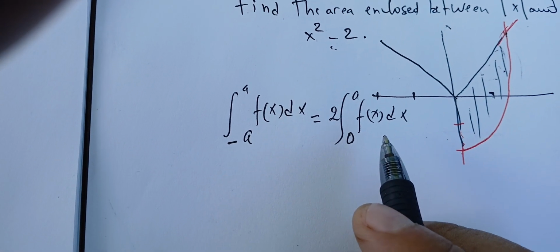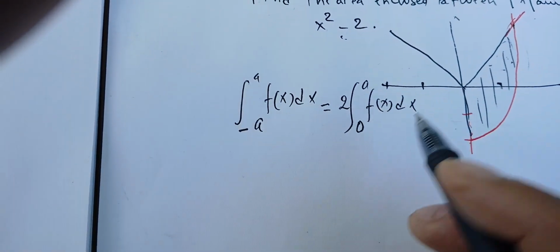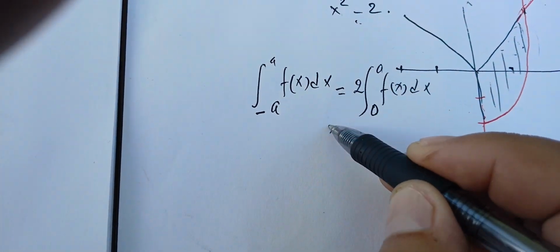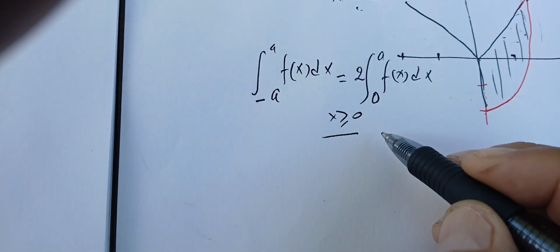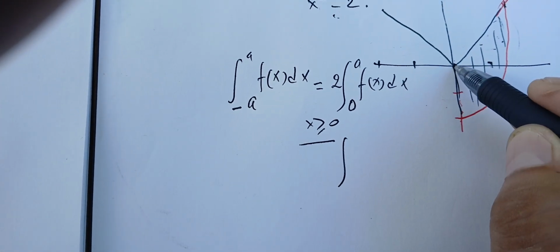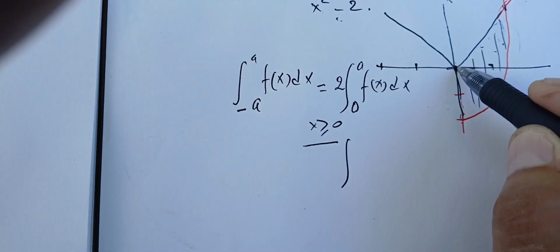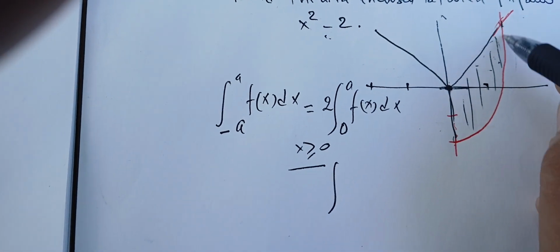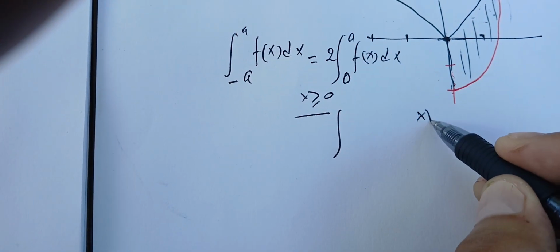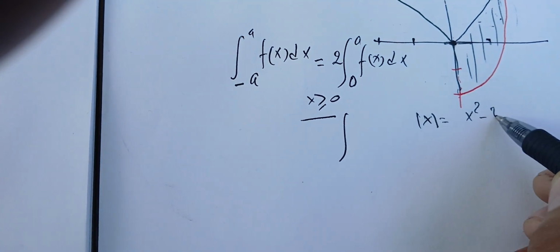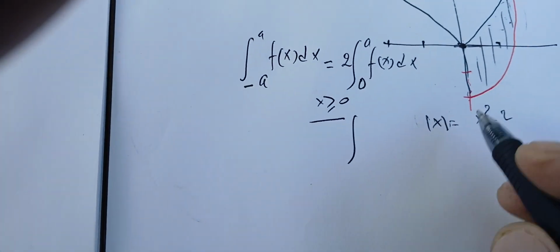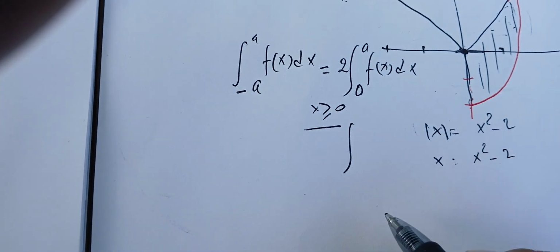In our case, the area that we are trying to find for x bigger than 0 is the area between 0 and the point where these two graphs intersect. To find that, we need the absolute value of x equal to x squared minus 2. But since x is positive, we're going to worry only about the positive part. So we're going to have x equals x squared minus 2.